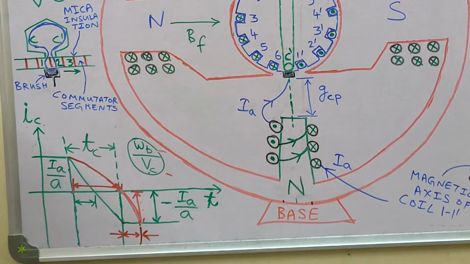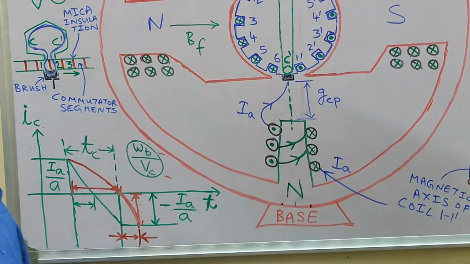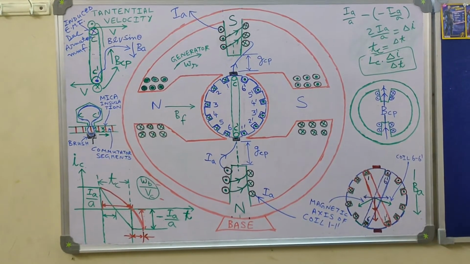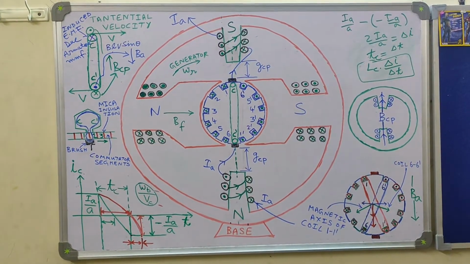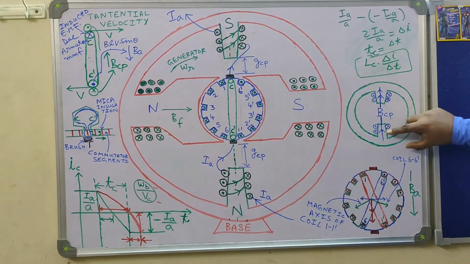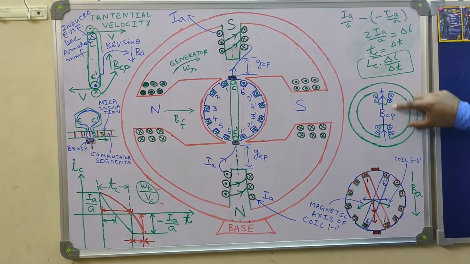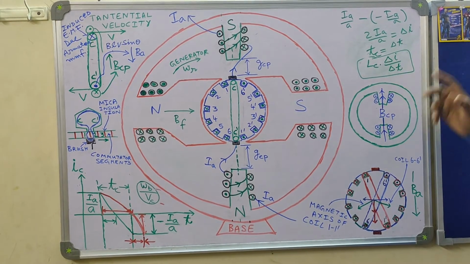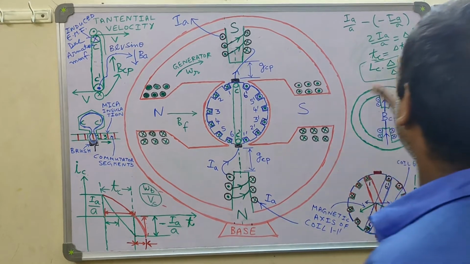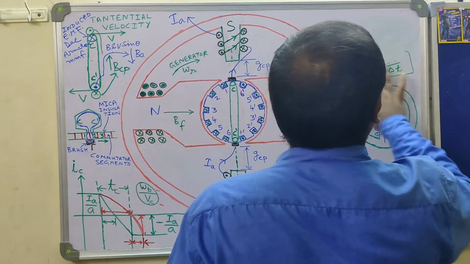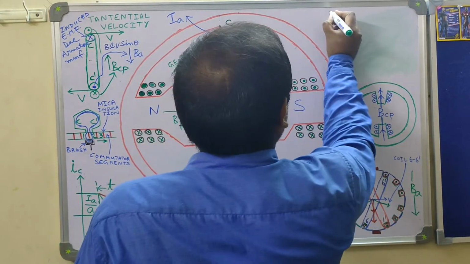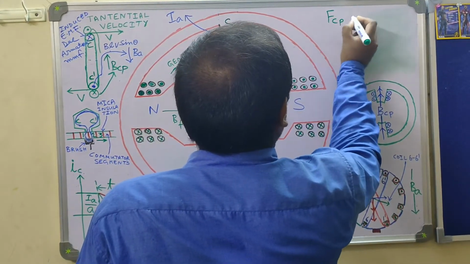So what is the role of these interpoles in a DC machine? The interpoles in the DC machine are actually performing two things. What are they? First, the interpole MMF. Let us define FCP. FCP is the interpole MMF. We are going to use the symbol F for MMF.